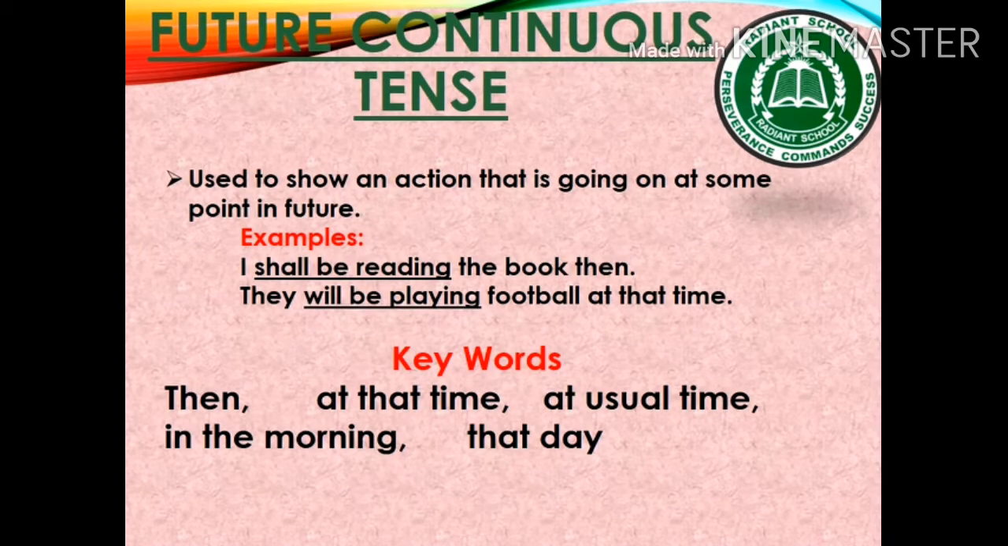Now comes future continuous tense. It is used to show an action that is going on at some point in future. For example, I shall be reading the book then. They will be playing football at that time. The keywords for future continuous tense are then, at that time, at usual time, in the morning, that day.